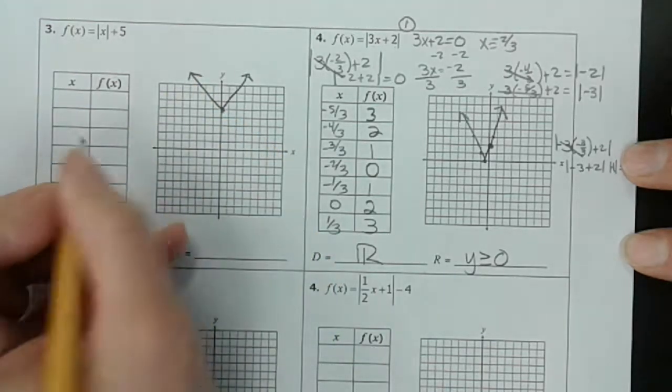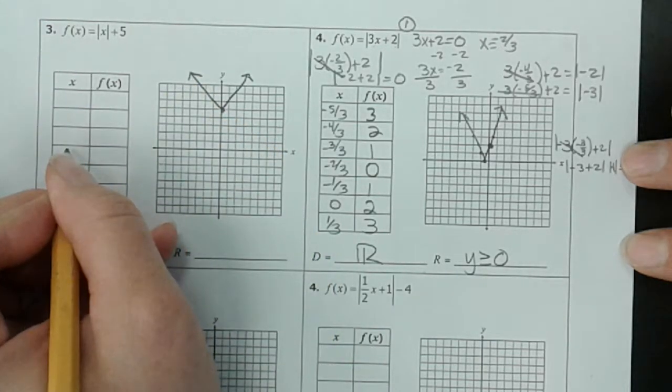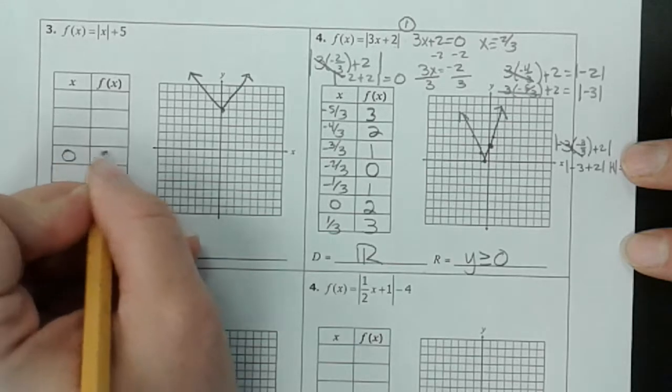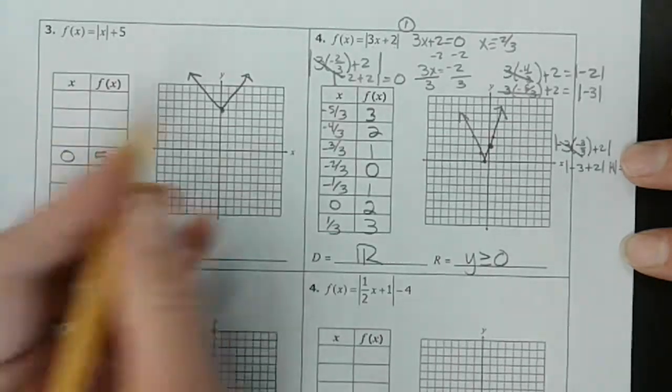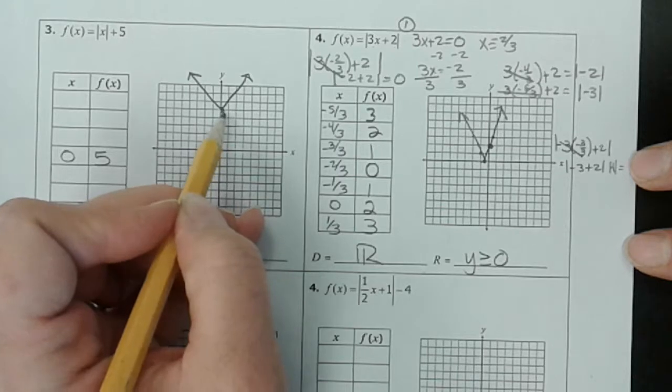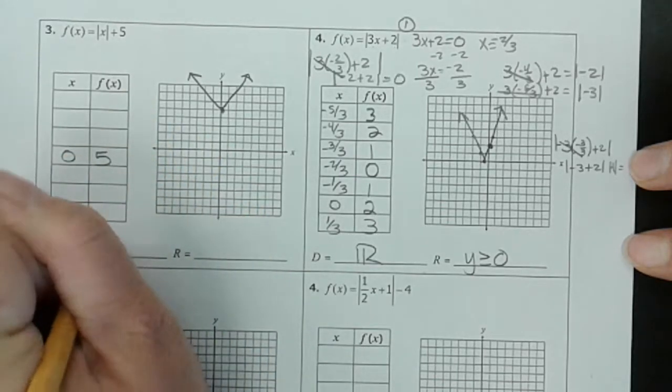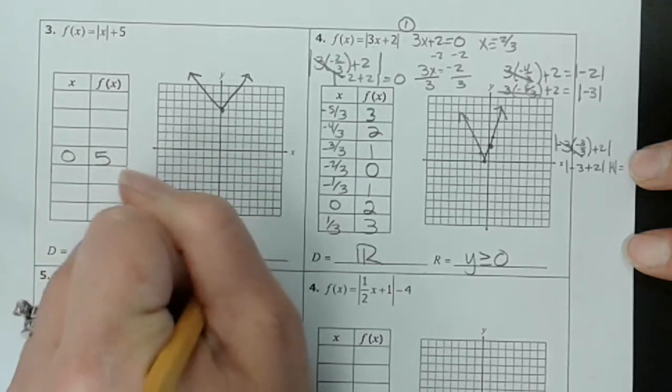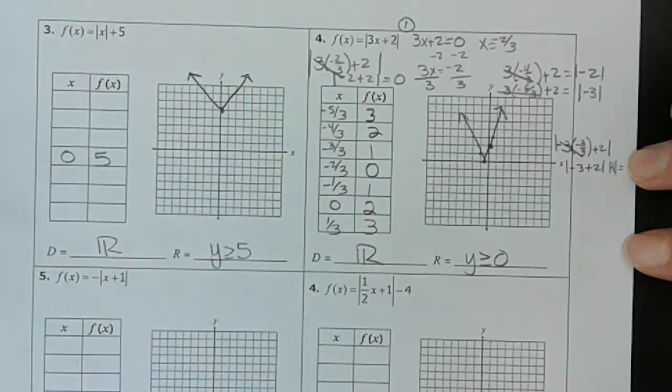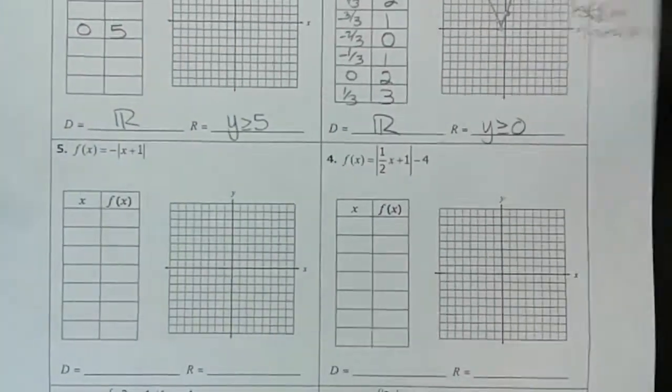So your vertex for this one is actually at (0, 5), and then you can go from there. Your domain for this one would be all real numbers, but your range would actually be y is greater than or equal to 5. So you can kind of fill that out on your own.